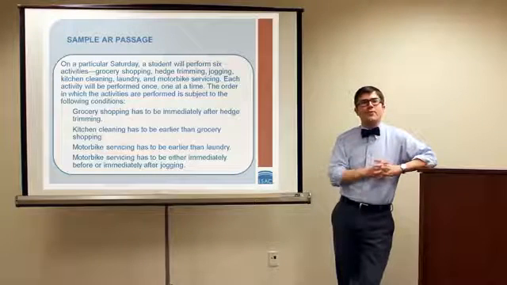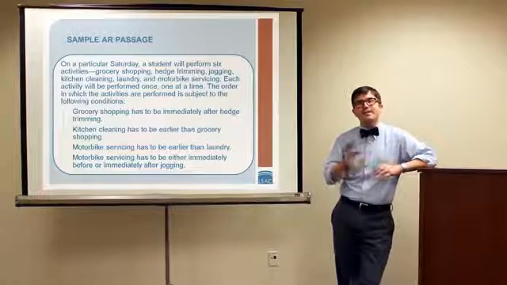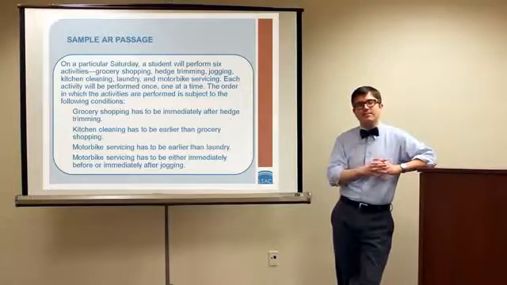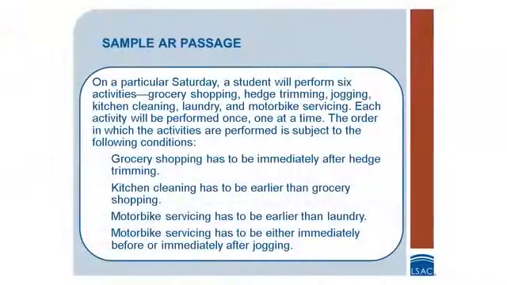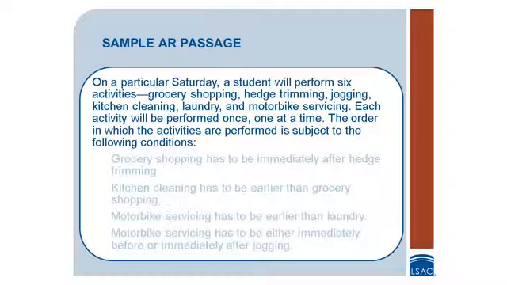To give you a feel for what these passages can look like, let's consider a sample AR passage. This passage and 2 questions associated with it are described in detail on the website. For now, just focus on the passage. Notice that there is first a brief description of the scenario. This scenario involves an ordering relationship. A student must perform 6 different activities in some order.